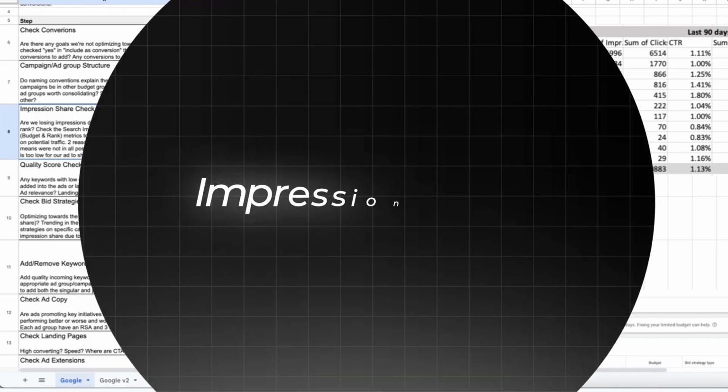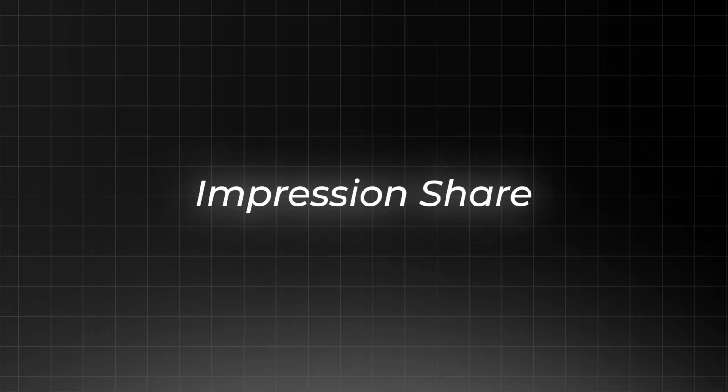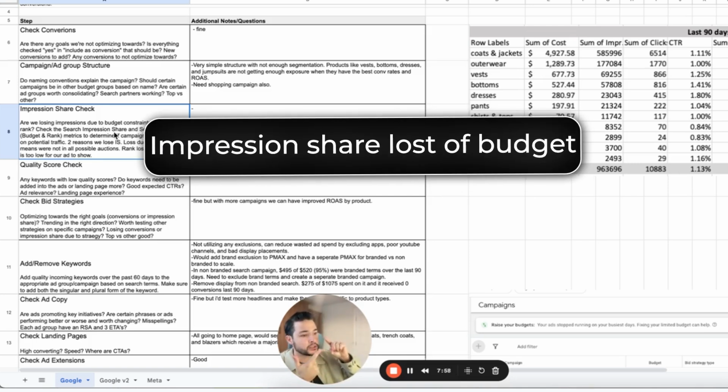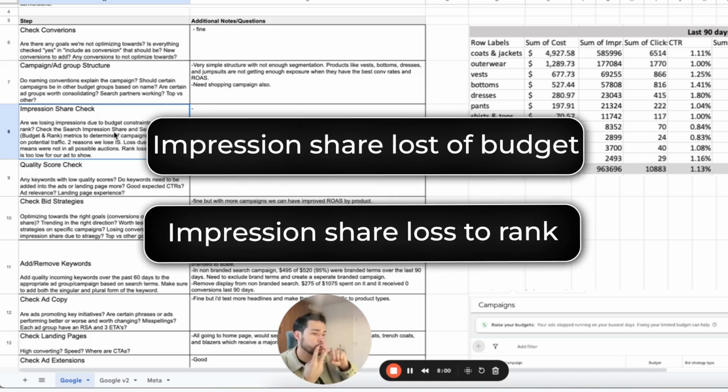The next thing we're going to look at is impression share. This is a big thing just because it helps us know how we're actually competing in the auction. It's very dynamic. It's happening in milliseconds, right? There's tens of thousands, millions of people competing, depending on your industry and niche. So two things that we're going to look at: impression share loss to budget and impression share loss to rank.